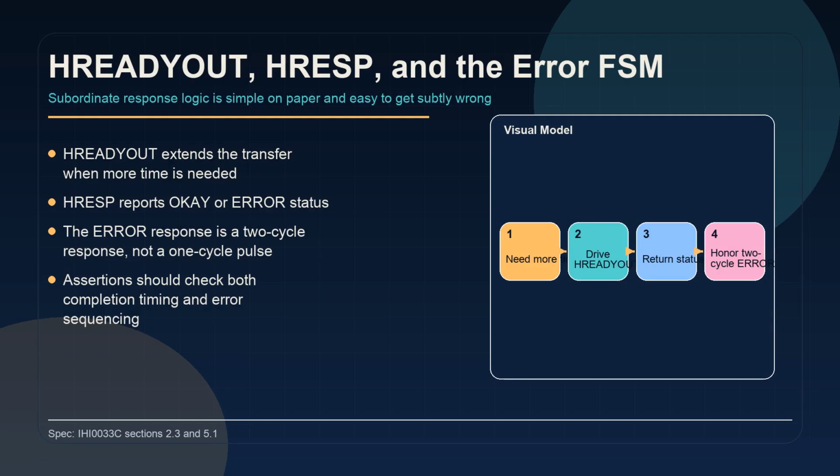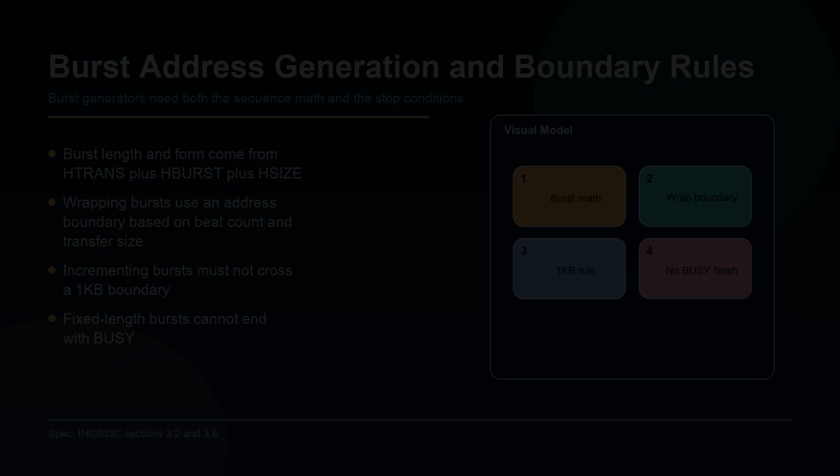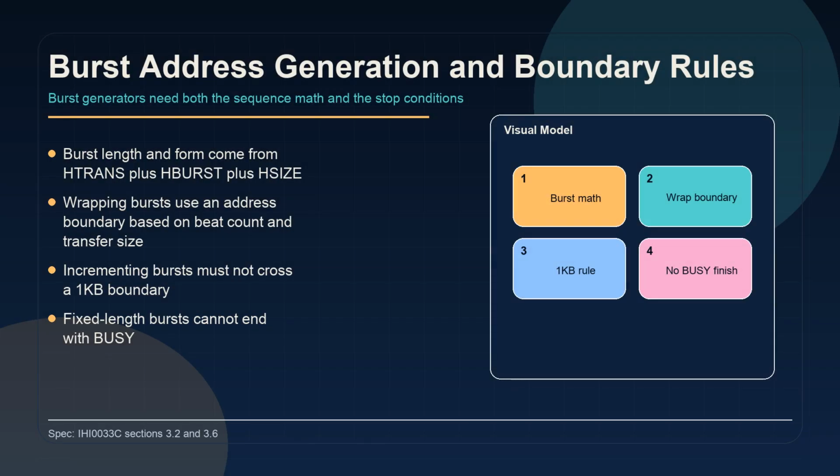Response logic is another place where simple-looking implementations fail. HREADYOUT stretches the transfer. HRESP reports status, and an error response is a two-cycle response rather than a one-cycle pulse. That makes response sequencing assertions a good investment. Burst generators also need careful implementation. You have to get the increment and wrap math right. Make sure incrementing bursts do not cross a 1 kilobyte boundary and block illegal burst endings. Those are all good places for both directed tests and formal checks.